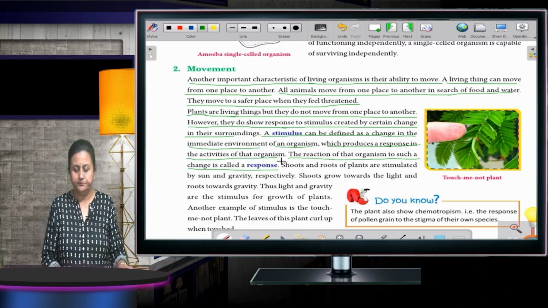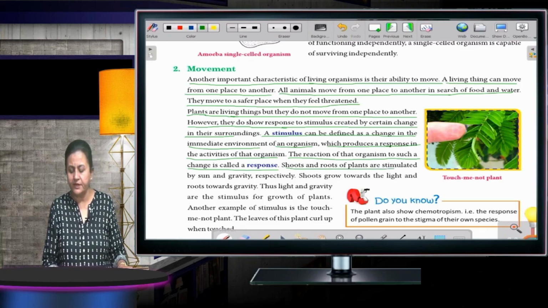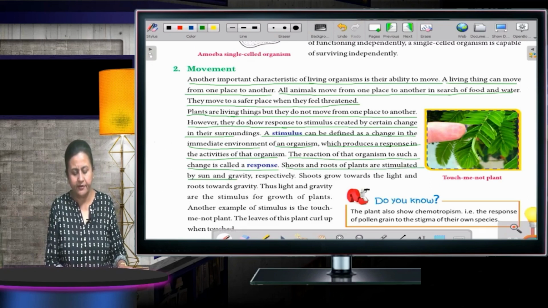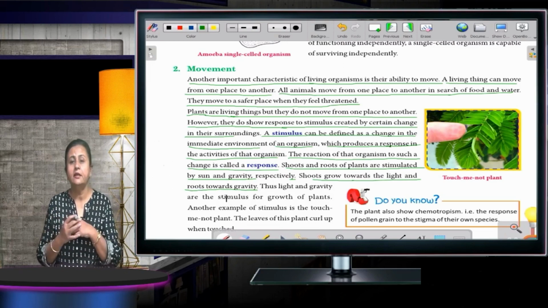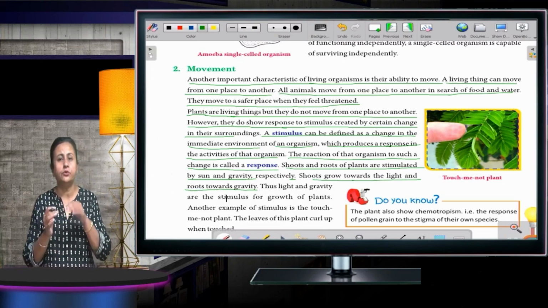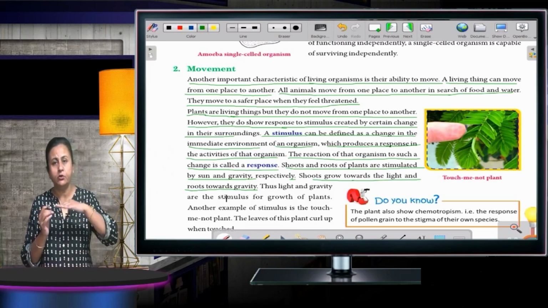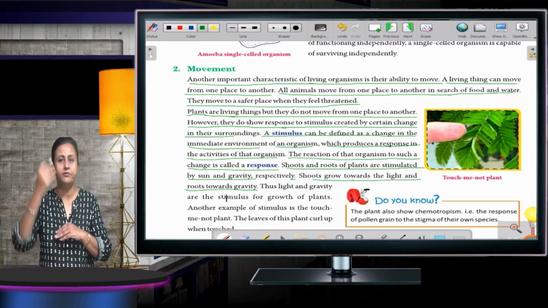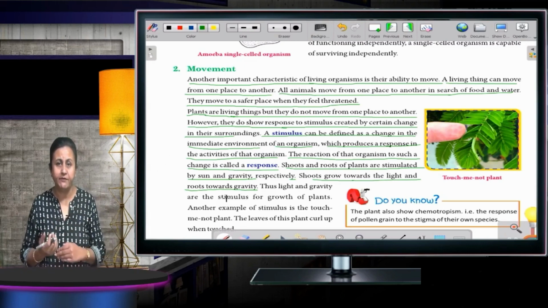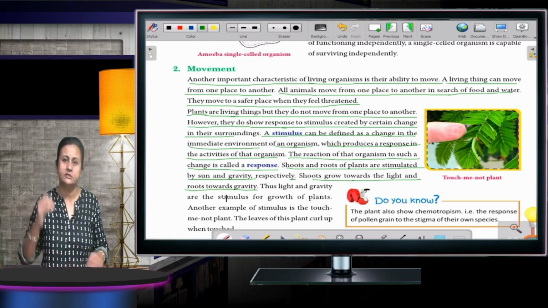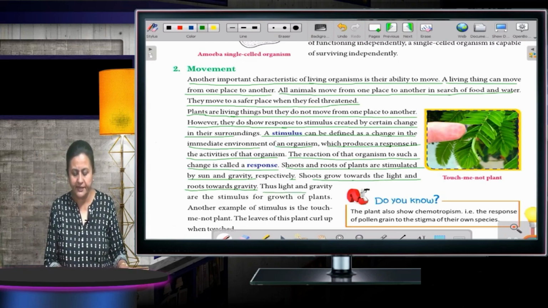Shoots and roots of plants are stimulated by sun and gravity, respectively. Shoots grow up towards the light and roots towards gravity. The plant has two parts, the root and the shoot. The root is below the ground, and the shoot system is above the ground. The roots go inside towards gravity, and the shoot goes towards the sun. Thus, light and gravity are the stimuli for the growth of plants.